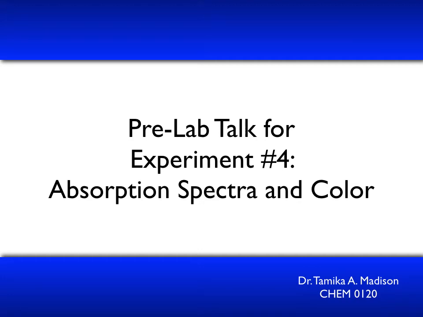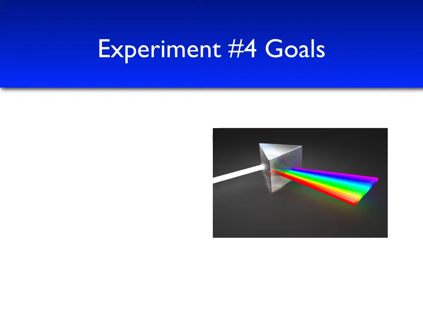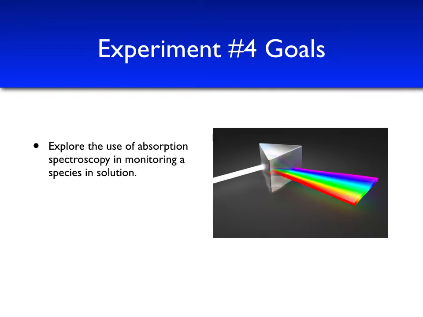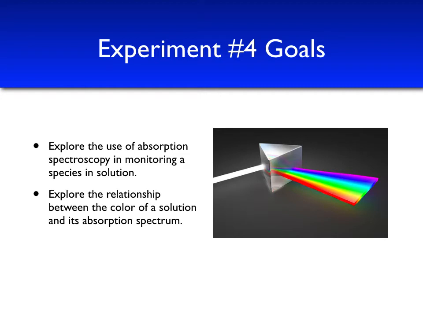This is the pre-lab talk for experiment number 4 for Chem 120 lab, absorption spectra and color. The goals of this experiment are to explore the use of absorption spectroscopy in monitoring a species that's in solution. We will also explore the relationship between the color of a solution and its absorption spectrum.